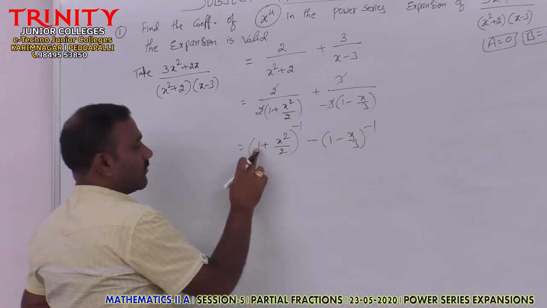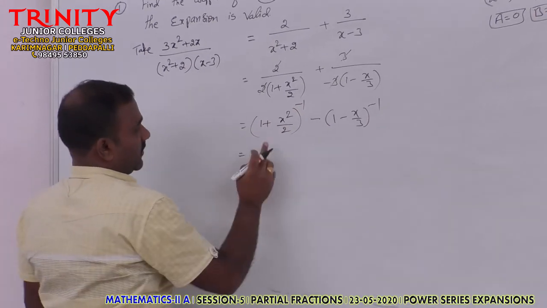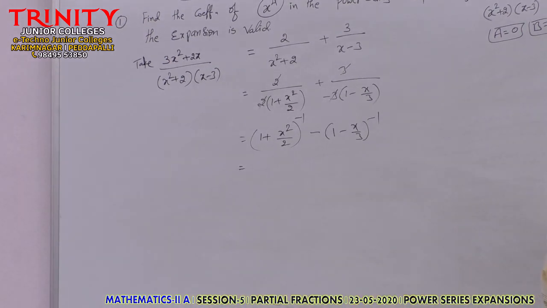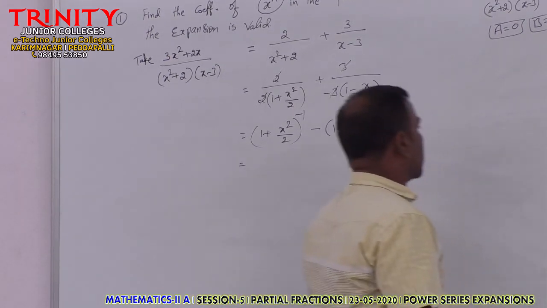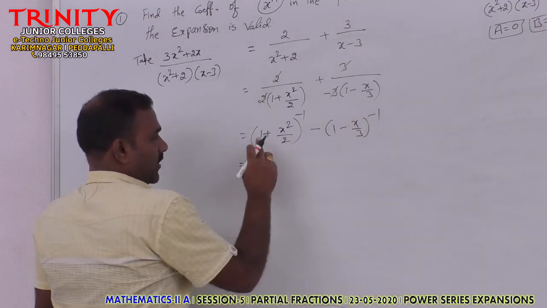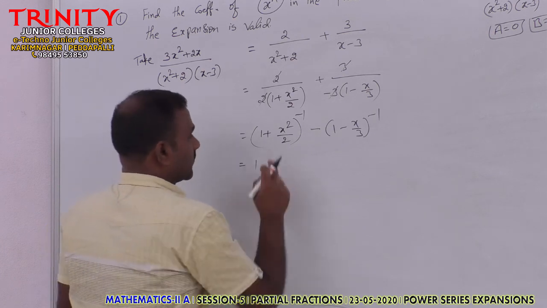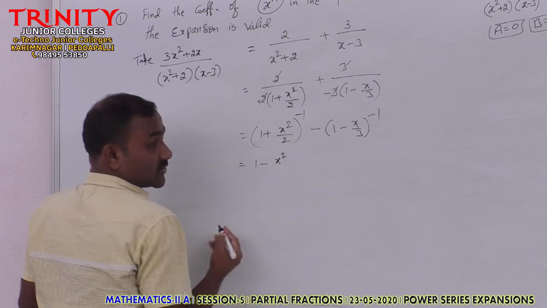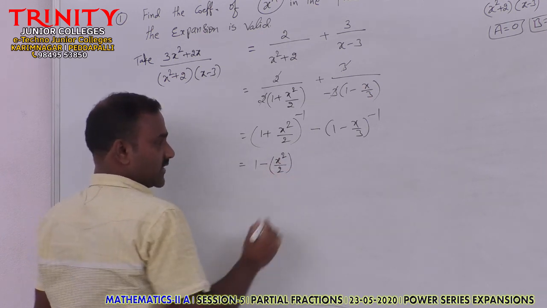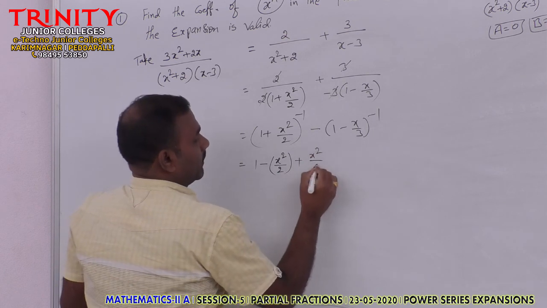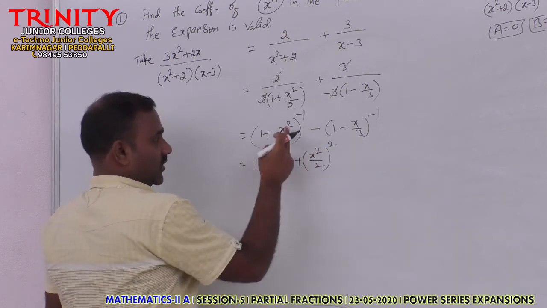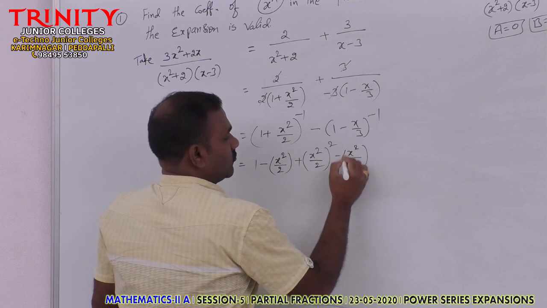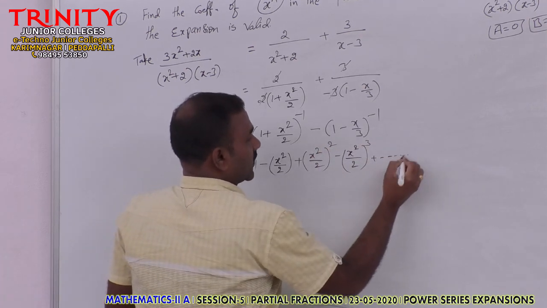Express this one in the form of 1 plus x whole to the power of minus 1. We have the formula 1 minus x plus x square minus x cube plus so on. We will get an alternating series in minus x. In place of x we have x square by 2, so 1 minus x square by 2 plus x square by 2 whole square minus x square by 2 whole cube plus so on. It's enough.